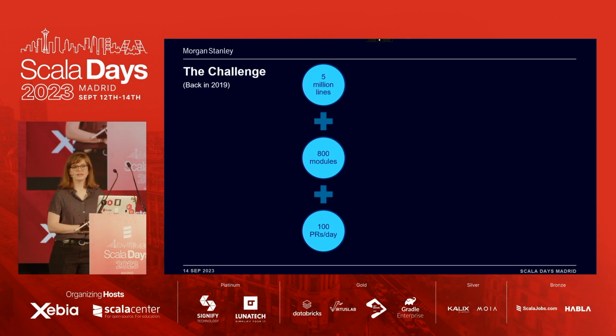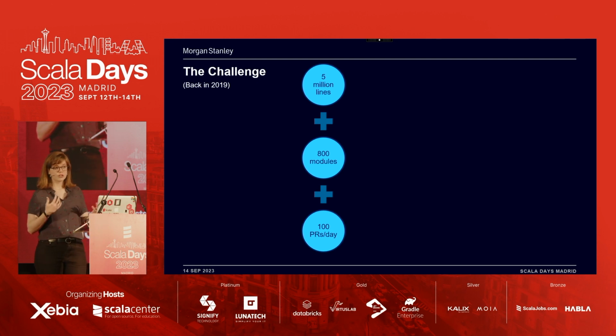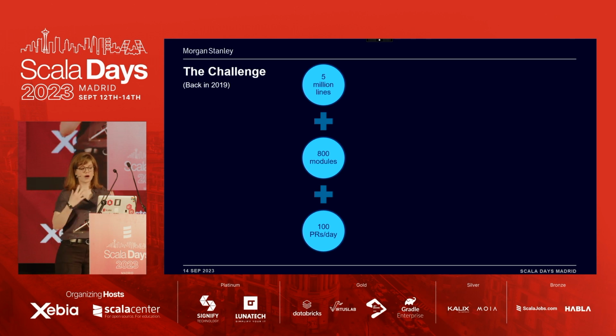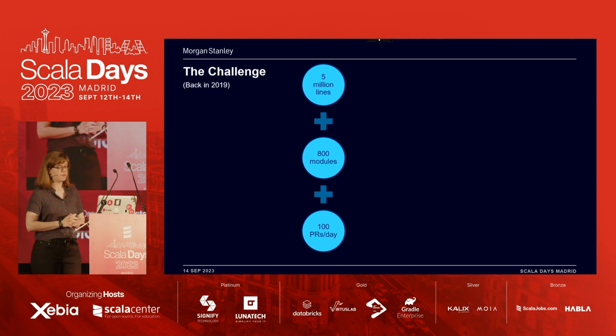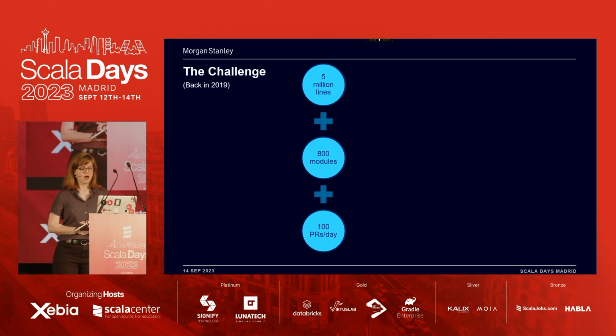So back in 2019, we were in a bit of a difficult situation. Our code base is really large. We had about 5 million lines of code. It was well-structured code, and still is. We have a lot of modules that are hierarchically arranged. And we also had a really high rate of change, about 100 pull requests a day. That's a lot of changes to keep up with.